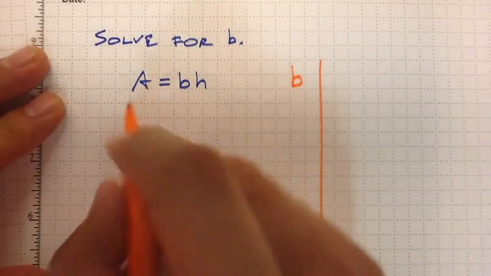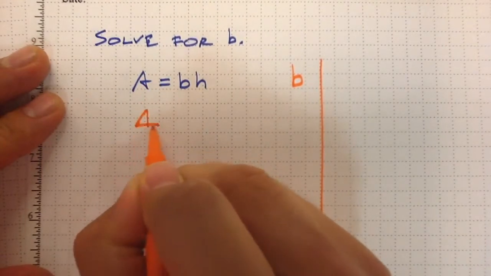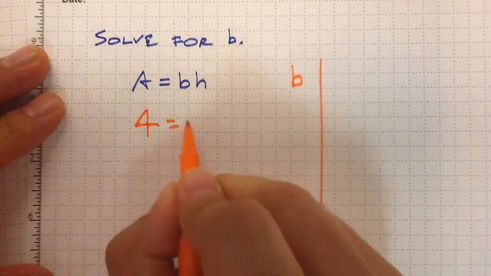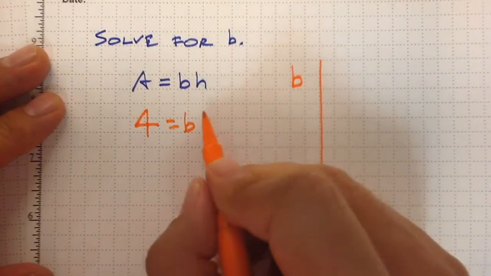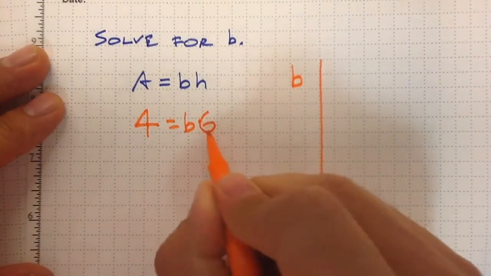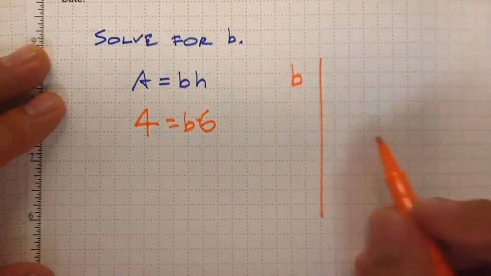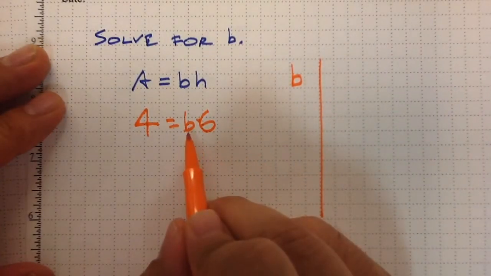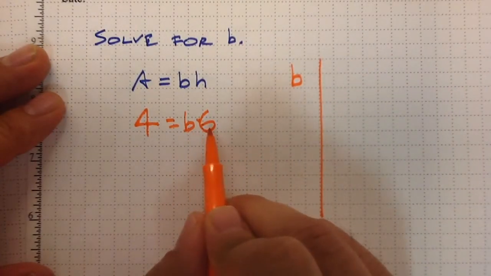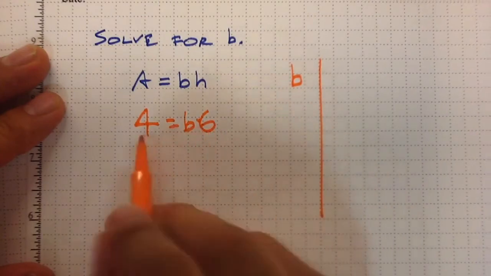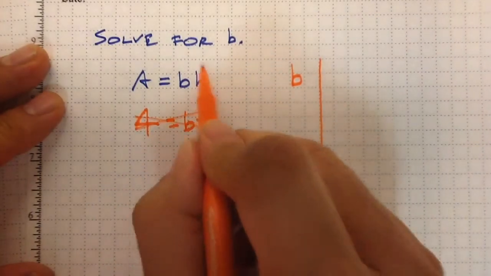So for example, A kind of looks like a 4, so I'm just going to replace A with a 4. B, and then H, I don't know, H looks kind of like a 6. So I get this. So, well, B is what we're solving for. They're multiplying by 6, so I need to divide by 6. But we know it's not actually 6. We actually know it's H.